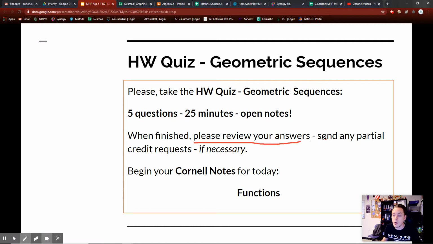I have the sole authority to say yes or no, and oftentimes I won't even respond to you, but you'll see whether or not I have given it to you on Synergy when it says corrected. So if you see the comment on Synergy when I grade the homework quiz on geometric sequences, if I put corrected there, that means I at least gave you some partial credit.